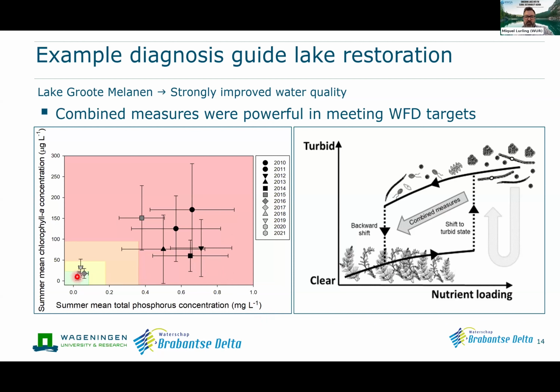So this is an example where combined measures were powerful to meet water framework targets, and with planting macrophytes and a diverse variety of macrophytes, the water framework scores for macrophytes met and are meeting the good ecological potential of the lake. And surprisingly to us, charophytes also popped up that were not introduced in the lake.